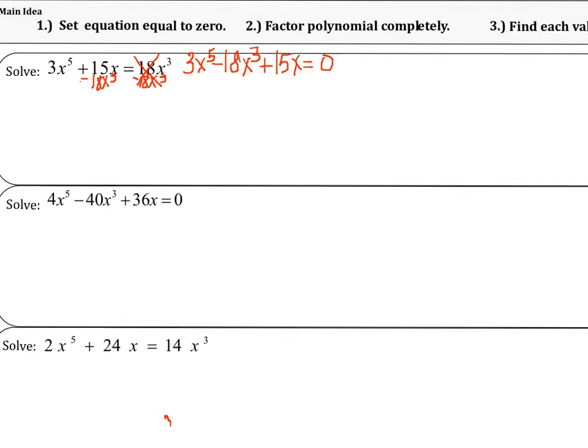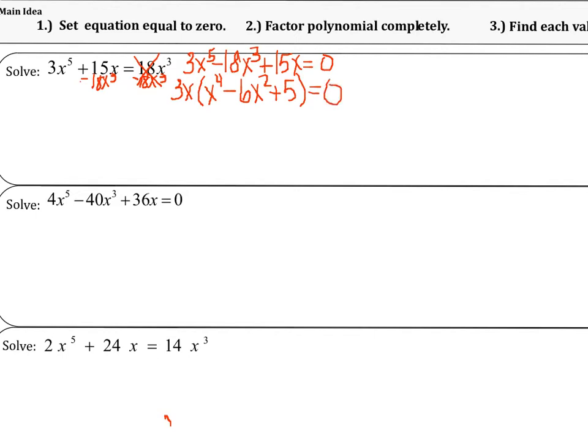And one thing I noticed right away is that 3x goes into all of those terms. So I'm going to take out a GCF. I'm going to take 3x out of all my terms, and in my first term that will leave me with x to the fourth, minus my second term that'll leave me with 6x squared, plus my third term that will leave me with 5. And this equals 0 still.